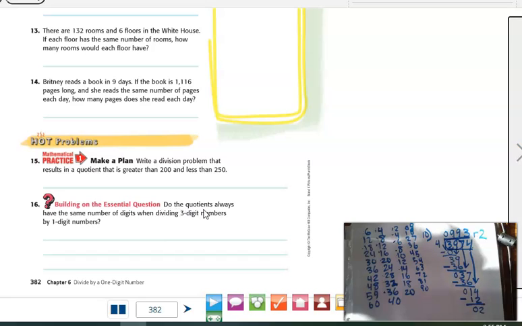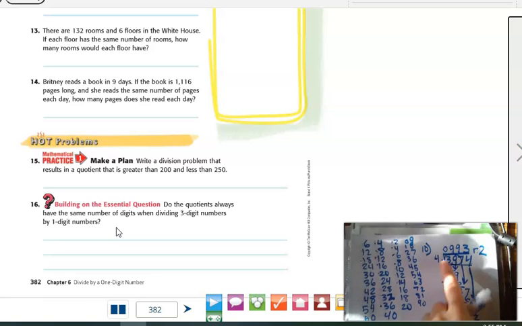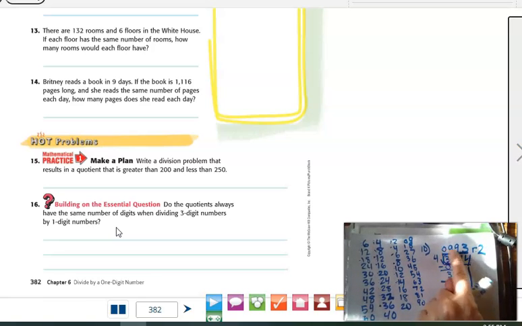Now this one, do the quotients always have the same number of digits when dividing 3-digit numbers by 1-digit numbers? And rather than telling you, I'm going to give you a clue right here in the form of this. So when you do your division, whether it's when you've got a 1 digit out here, will this number not have any effect on the number of digits in your answer? Is that true or is that false? And this gives you a clue about whether that is true or whether that is false. So think about that as you're finding the answer for number 16.